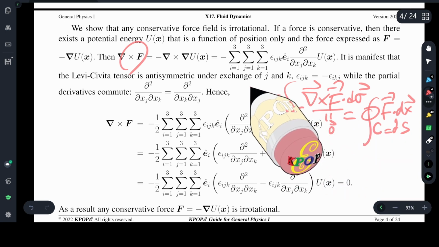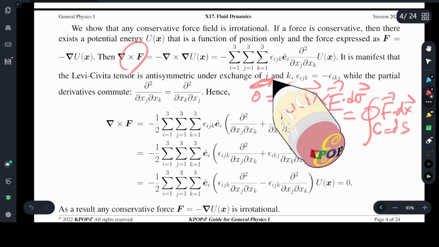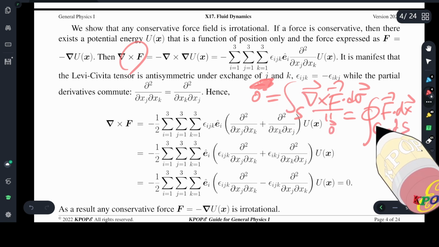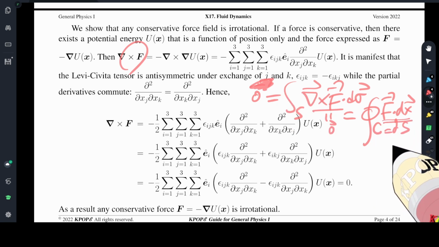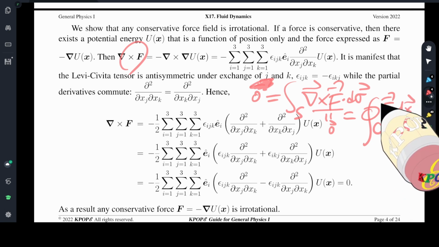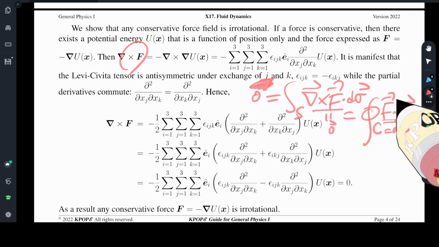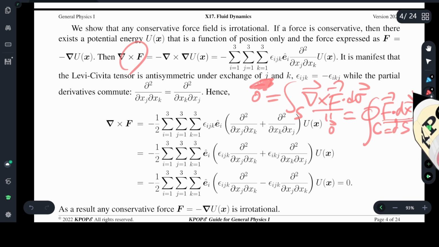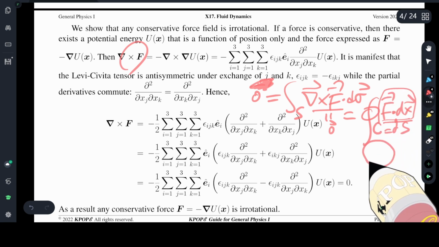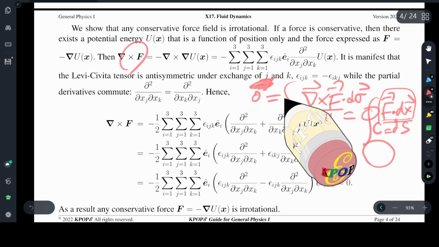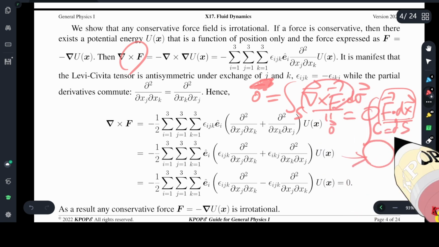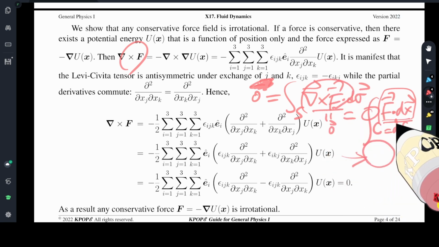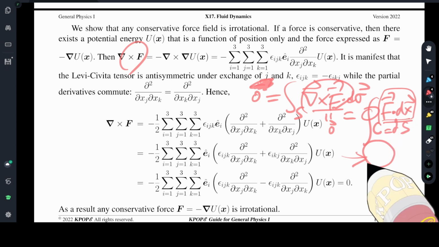That means the scalar is 0. That means the work done by a conservative force integrated over a closed path is always vanishing. So from this we can state that F is conservative, and the work is path independent.